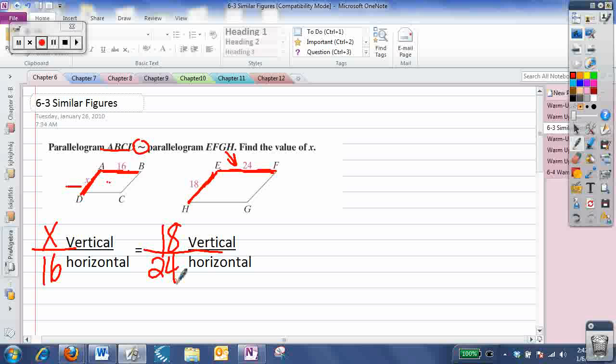Pause the movie now. Draw these two figures and the proportion and write the proportion in your notes.